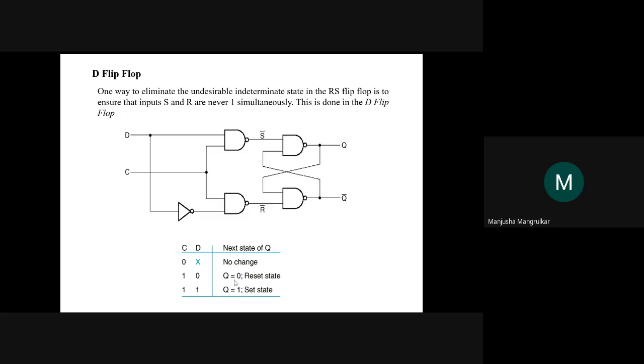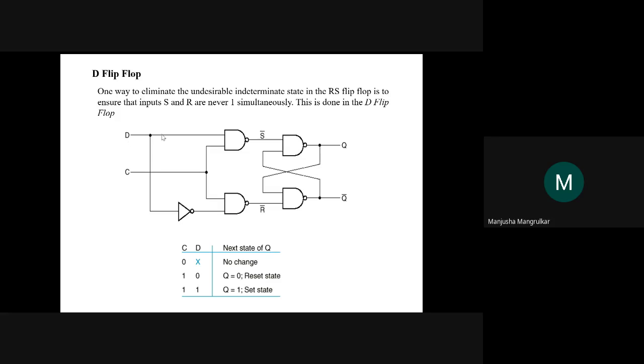D is 0 means this input is 0 and this one is 1, it is inverse. For the D flip-flop, the second input of this AND gate we give the reverse. And for T we give the direct. That's the difference between the D and T.